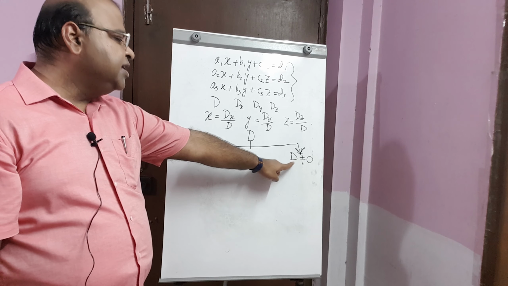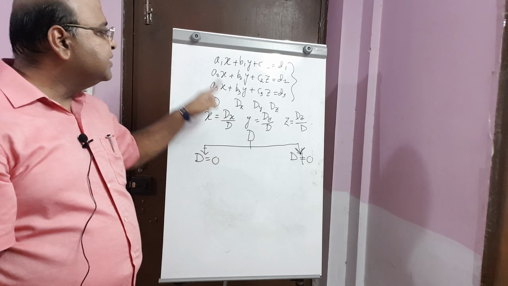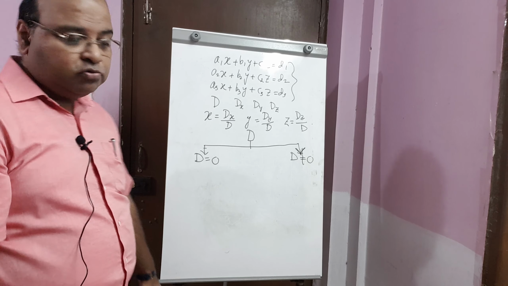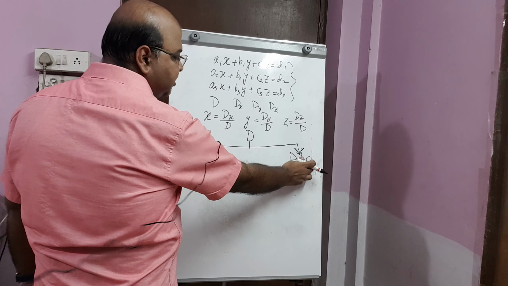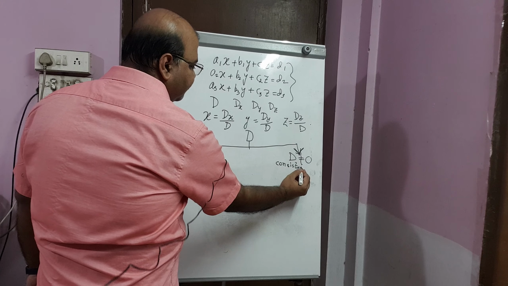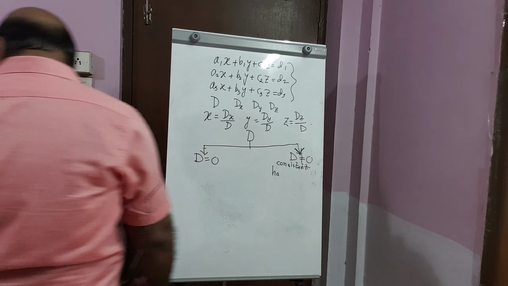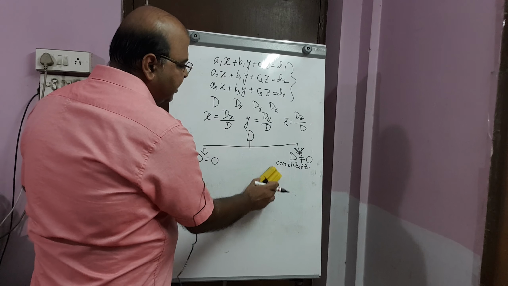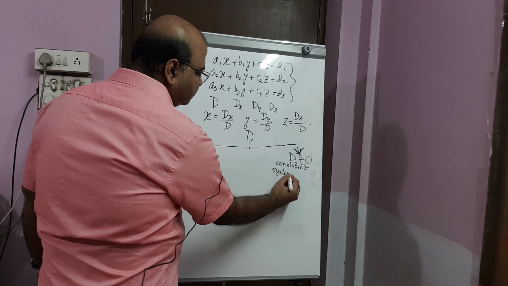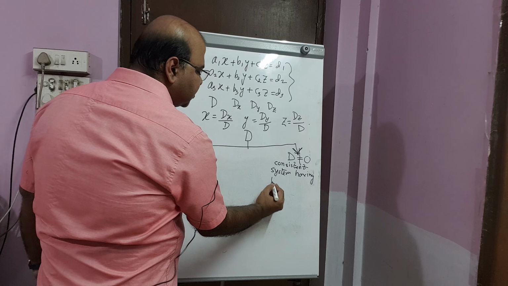Now if the value of D, that is the coefficient determinant, becomes non-zero, then this system will be consistent, that is solvable and having a unique solution. So under this case, when D is non-zero, the system is consistent. We shall have a consistent system having a unique solution set.